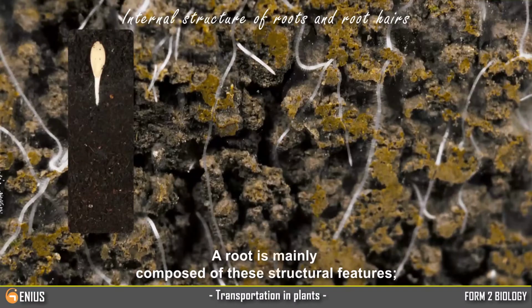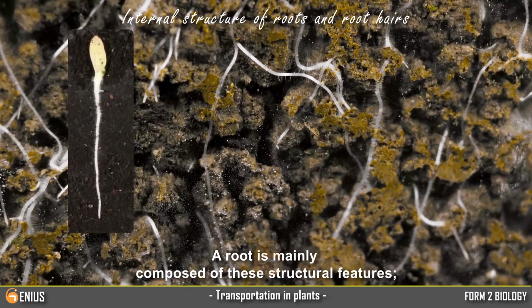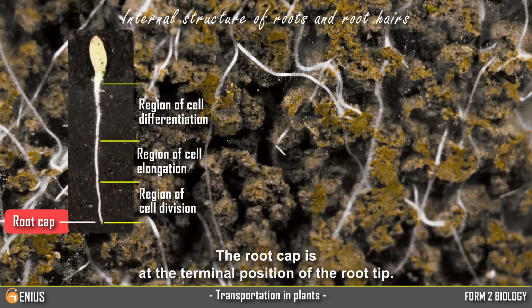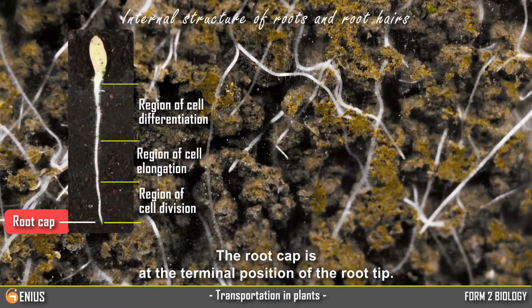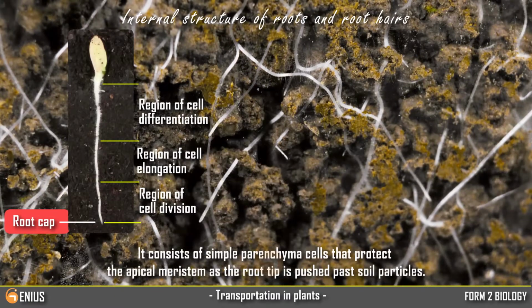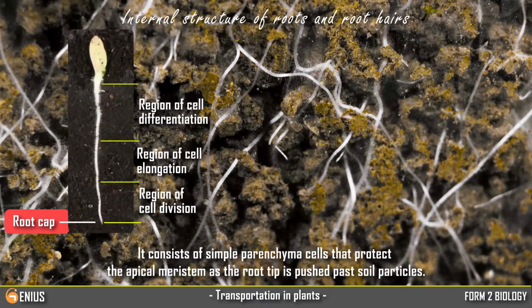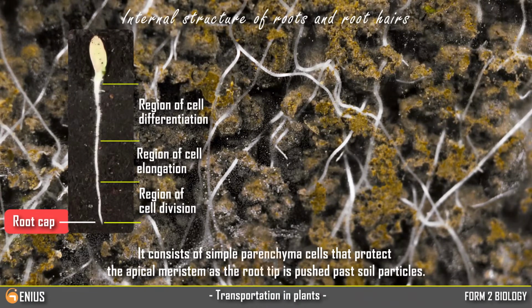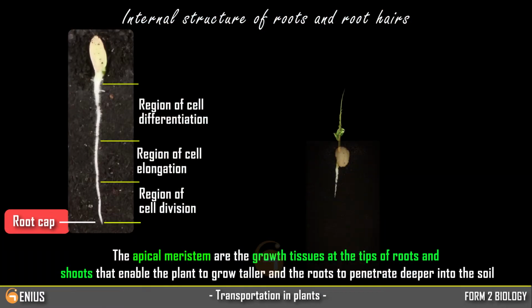A root is mainly composed of these structural features. The root cap is at the terminal position of the root tip. It consists of simple parenchyma cells that protect the apical meristem as the root tip is pushed past soil particles. The apical meristem are the growth tissues at the tips of roots and shoots that enable the plant to grow taller and the roots to penetrate deeper into the soil.